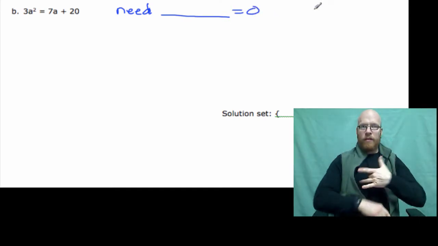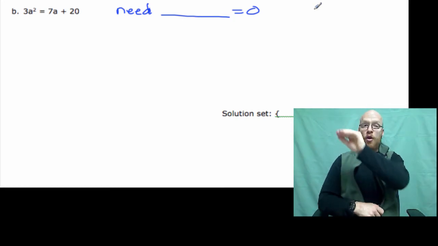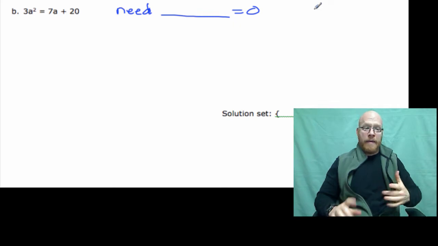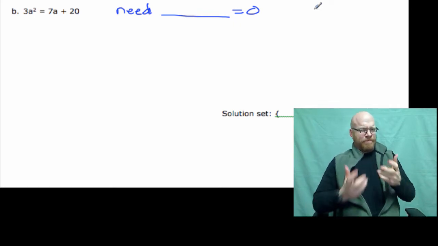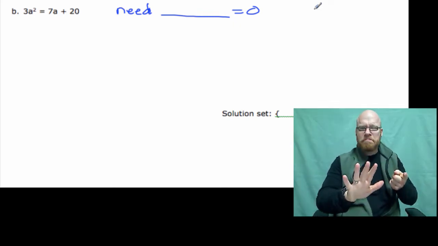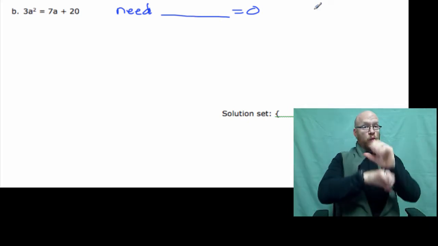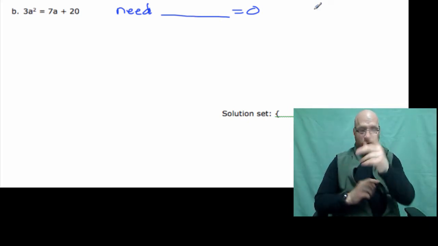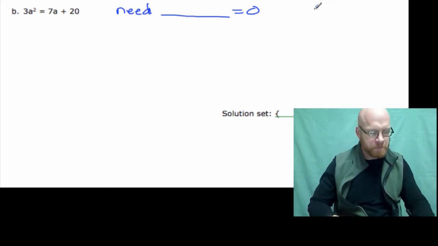Now some people may feel tempted to move the 3a squared to the right side and be negative 3a squared plus 7a plus 20. It would work, it'd be okay, but I think since we're used to having our a term be positive for now, we'll go ahead and proceed with that method.